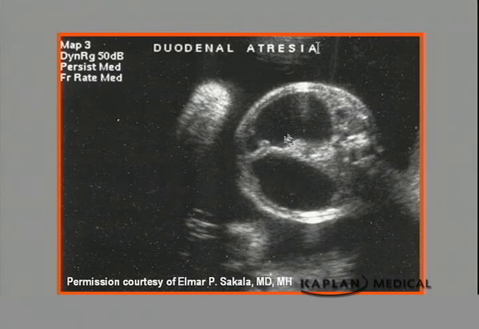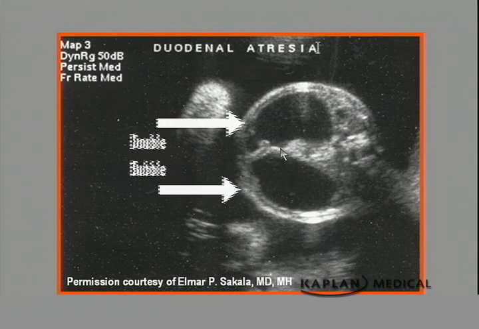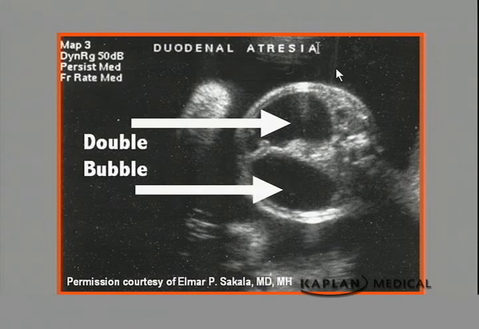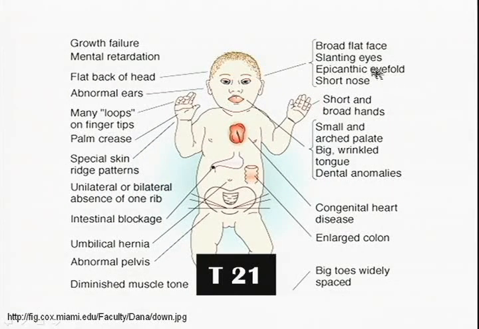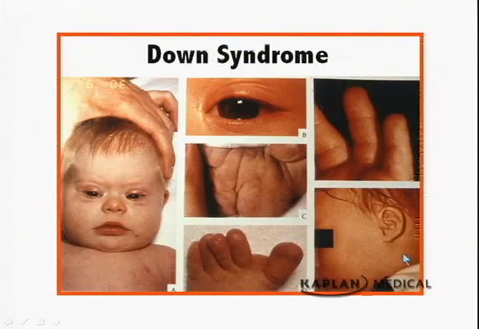Here's another case, and you can see the double bubble here, and notice how much amniotic fluid. Duodenal atresia is associated with Down syndrome, is associated with polyhydramnios. There are lots of other markers which are not worth going into right now for Down syndrome. But if you would remember, double bubble, trisomy 21.